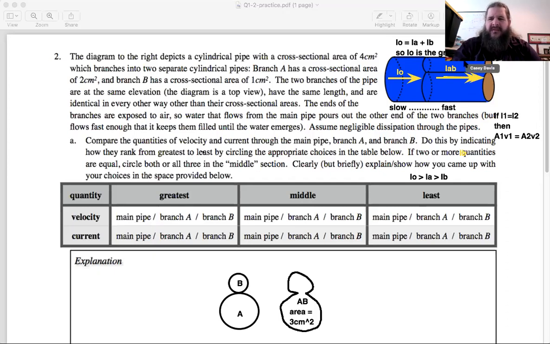But I would expect pipes A and B to have the same speed as each other, which is a faster speed than pipe O. Any questions on that?